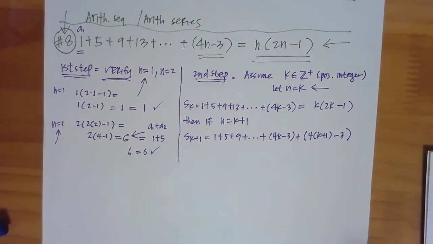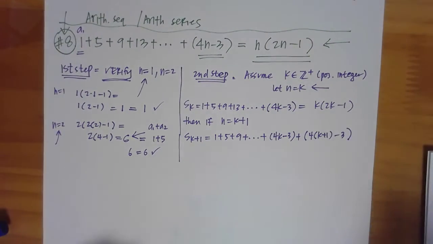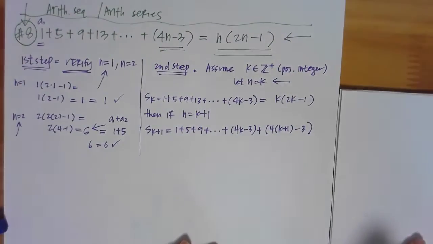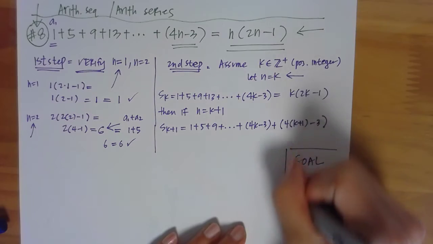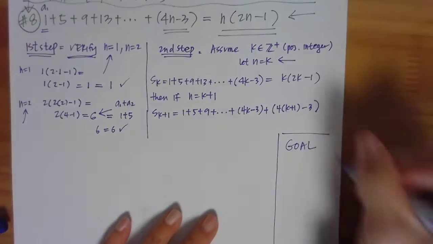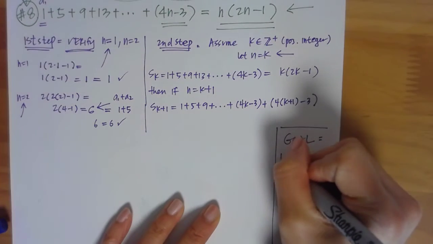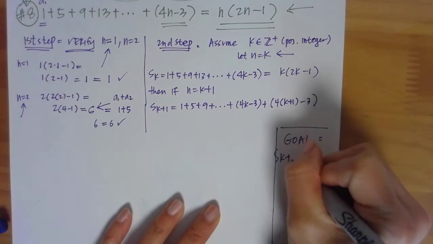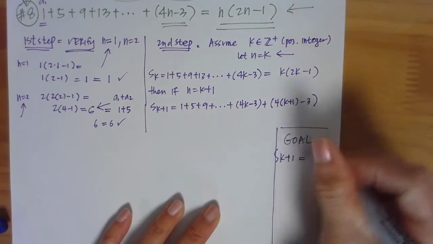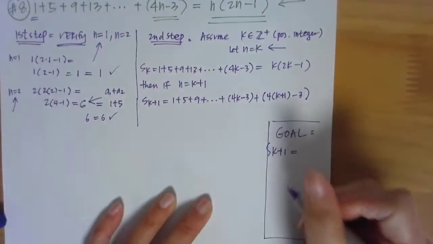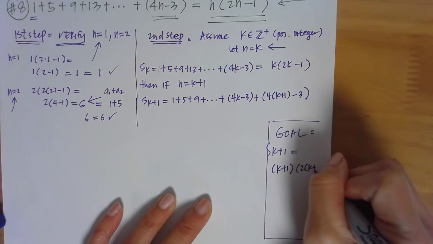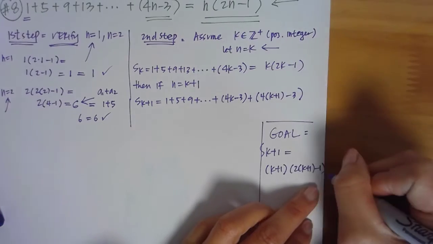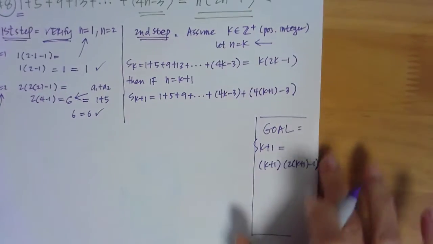I'm going to write our goal here. I always write a goal for myself. This is what I need to reach. My goal is k plus 1 has to equal this guy, k plus 1. So it's going to be (k plus 1) to the k plus 1 minus 1. You guys see that? That's my goal.